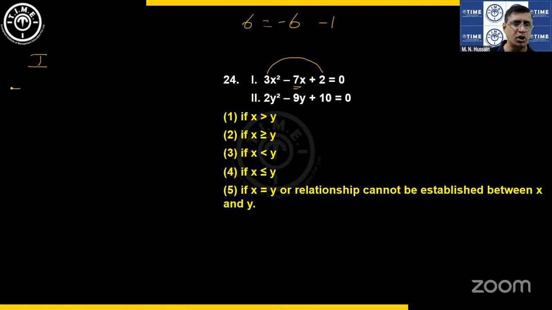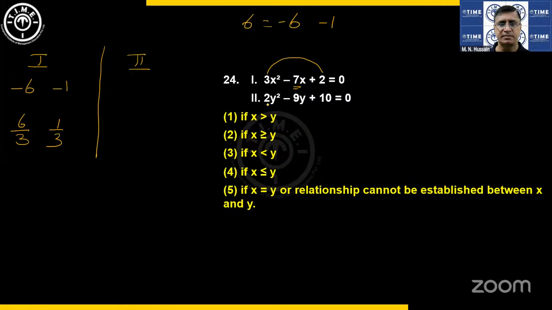The factors are minus 6 and minus 1. The roots are 6 by 3 and 1 by 3. So take the same factors with opposite sign and divide by the coefficient of the x square term. Look at the second quadratic equation. 2 into 10 is 20. How to get the 20? 5 into 4. The middle term here, minus 9, means minus 5 and minus 4.